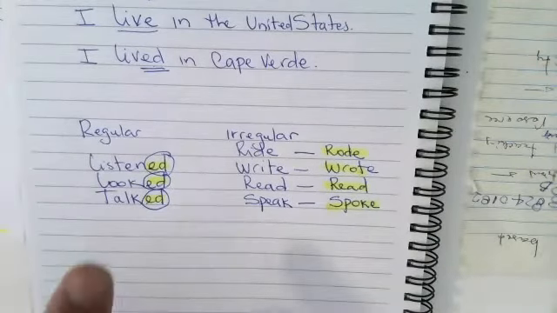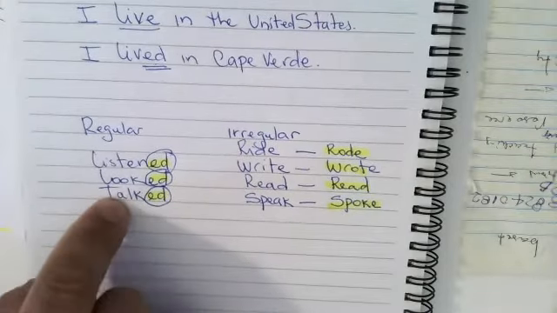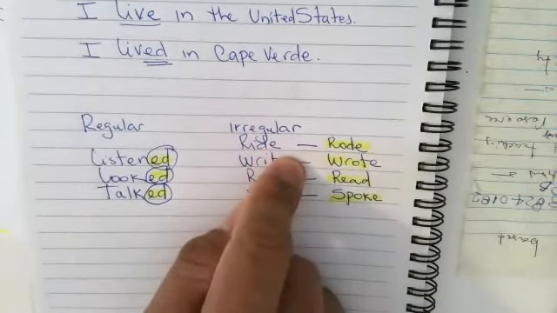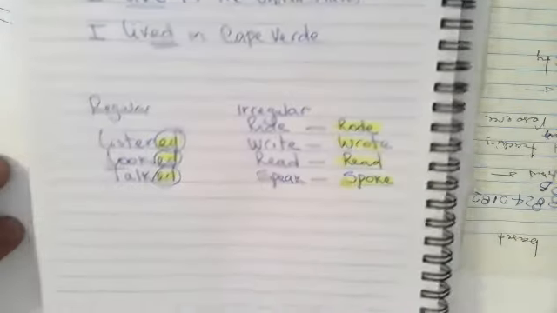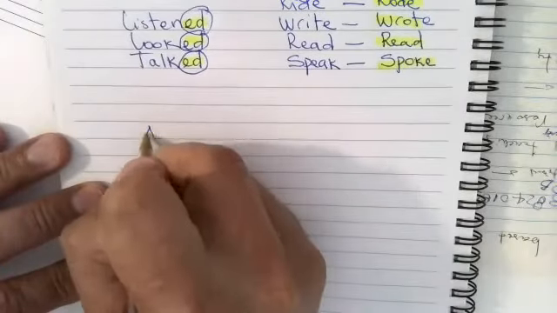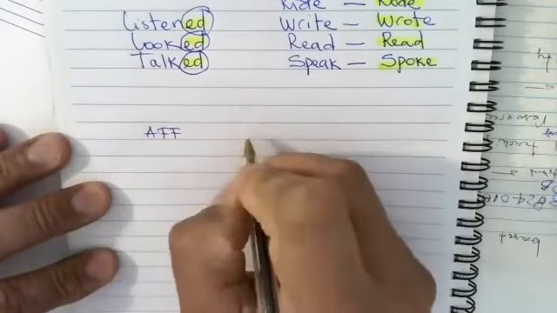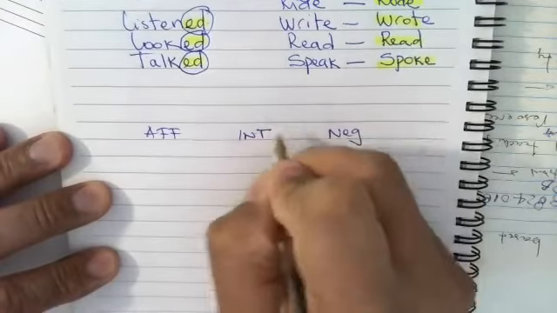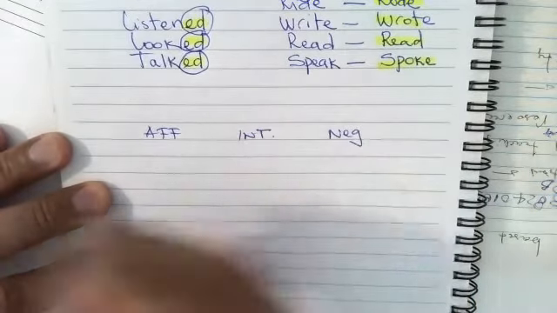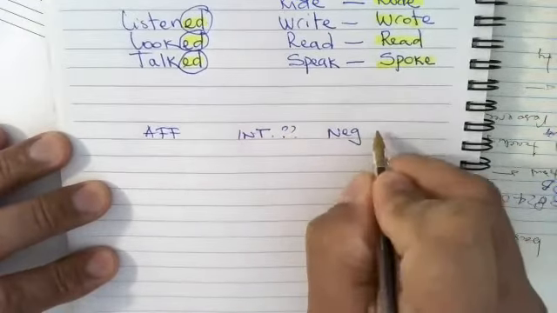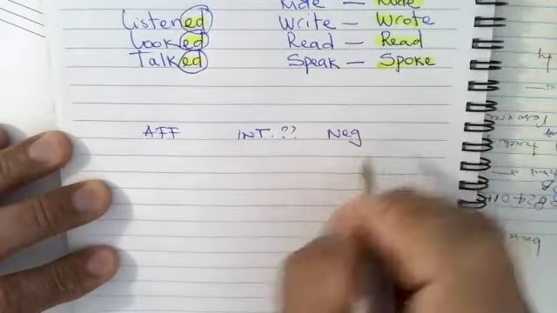Okay? But we are going to study regular verbs first, and then we will use irregular verbs. Okay? So let's talk about regular verbs in affirmative, interrogative, and negative. Okay? Affirmative, a sentence. Interrogative, for questions. And negative, when you want to say something negative.